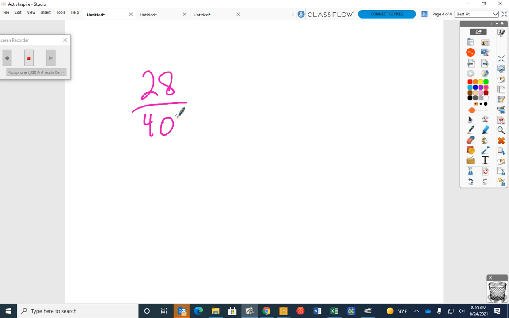You can start with any number that they're divisible by, but in this case, let's just start with 2. Can I divide 28 by 2? What is that? 14. Can I divide 40 by 2? 20. Now, do I have 2 even numbers again? Yes. I can't divide 14 by 4, can I? Can I divide them by 2 again? Yeah. What's 14 divided by 2? 7. What's 20 divided by 2? 10.